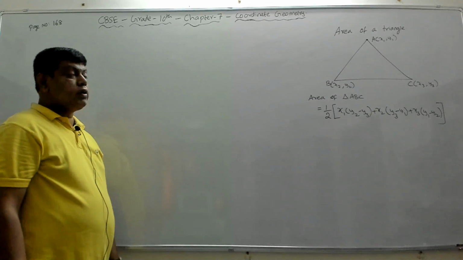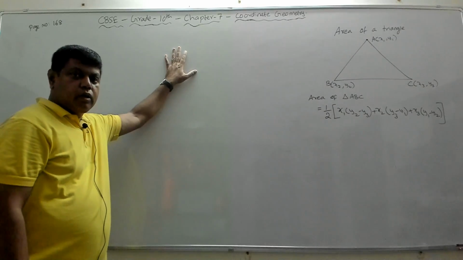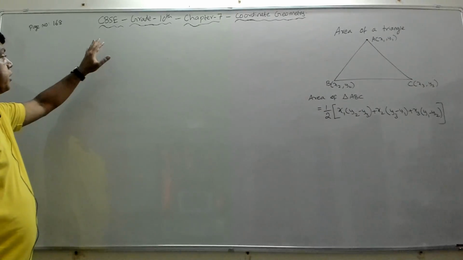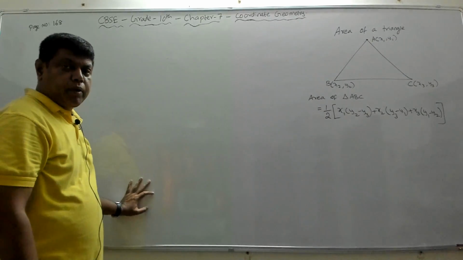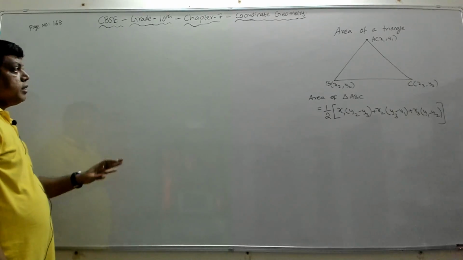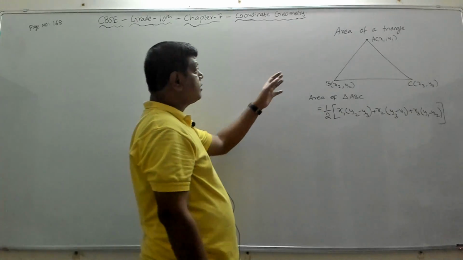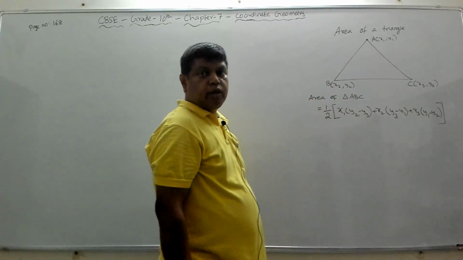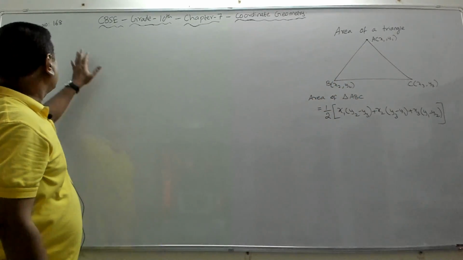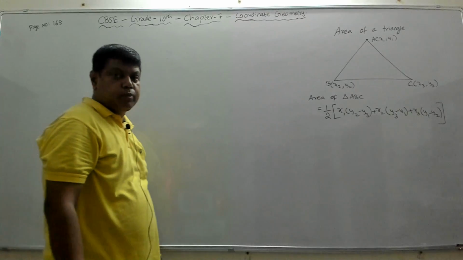In this video, we'll continue with the chapter Coordinate Geometry, which is chapter 7 from your 10th standard CBSE Mathematics. We'll start with the next section, which is called Area of a Triangle, on page number 168 in your textbook.